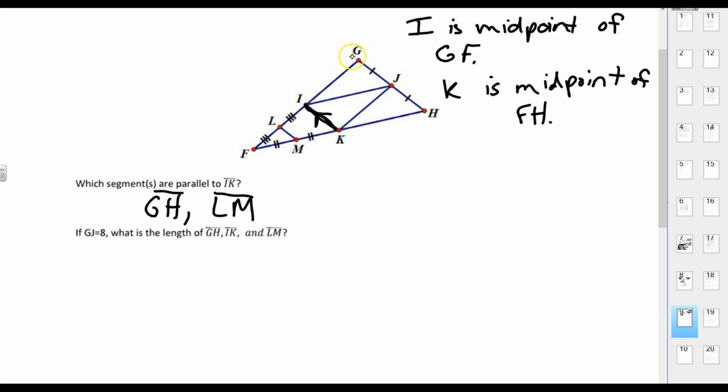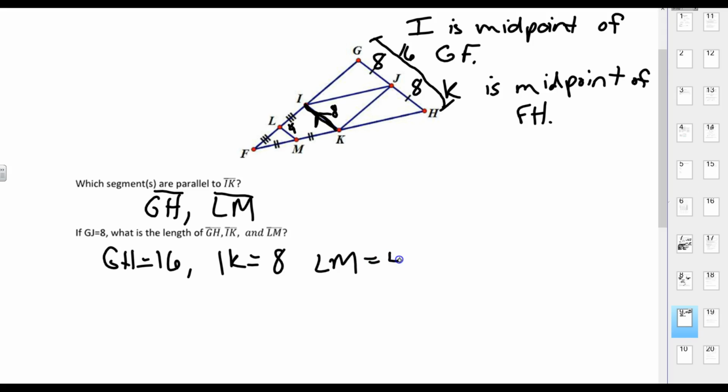So if they tell me that from G to J is 8, well, we know a lot of things. If G to J is 8, then J to H is also 8 because they're marked congruent. And that means that from G to H must be 8 plus 8, which is 16. Well, IK is the midsegment that's parallel to and opposite from GH, so it's half of 16, which is 8. And LM is the midsegment of this tiny triangle here, and it's opposite the 8, so it must be half that length, it's 4. Okay, so we know that GH is 16, IK is 8, and LM is 4.